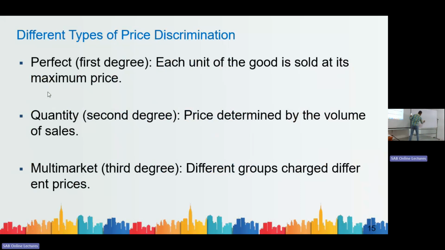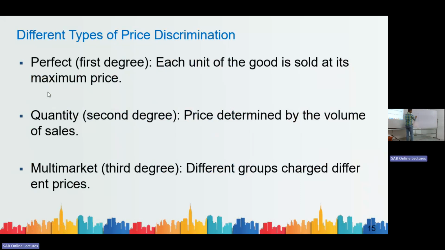So let's say this is the demand curve, and let's say this is the marginal cost, this is marginal revenue. Profit is maximum here, Q star, and this will be the profit maximizing price. If this firm charges a uniform price, total revenue will be this much.